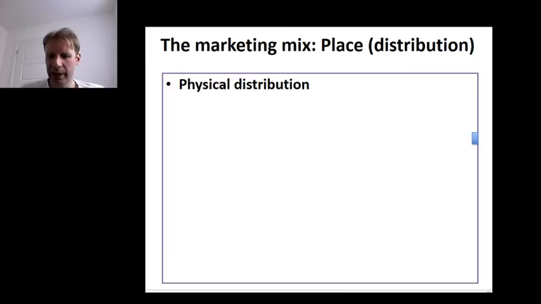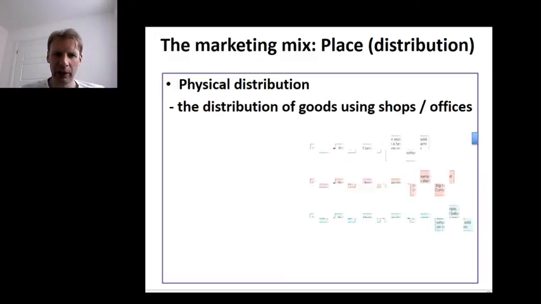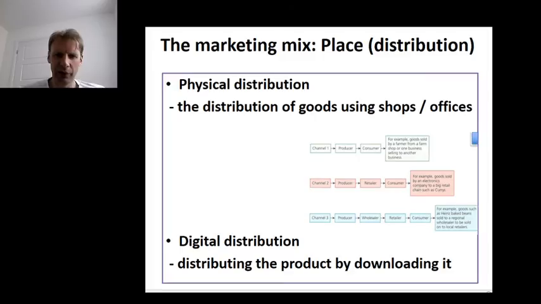Okay, then we've got distribution. So this is how a product moves from producer to consumer. And we've got physical distribution. This is where products are distributed using shops and offices, and there's a physical presence to the distribution of the product. There are 3 channels of physical distribution: channel 1, channel 2 and channel 3. So you should know the advantages and disadvantages of each channel of distribution.